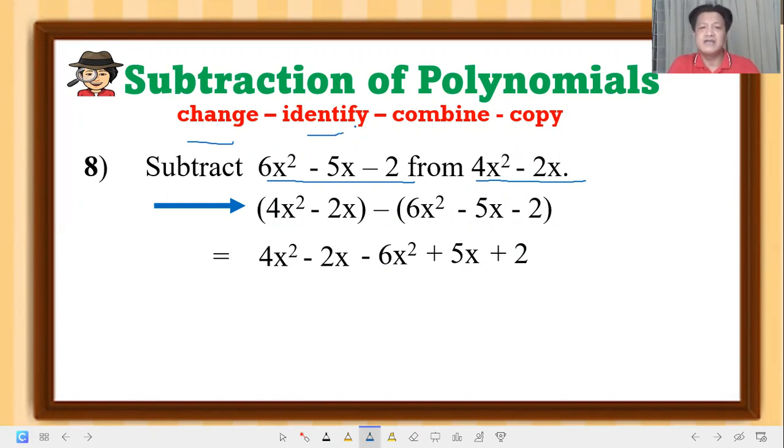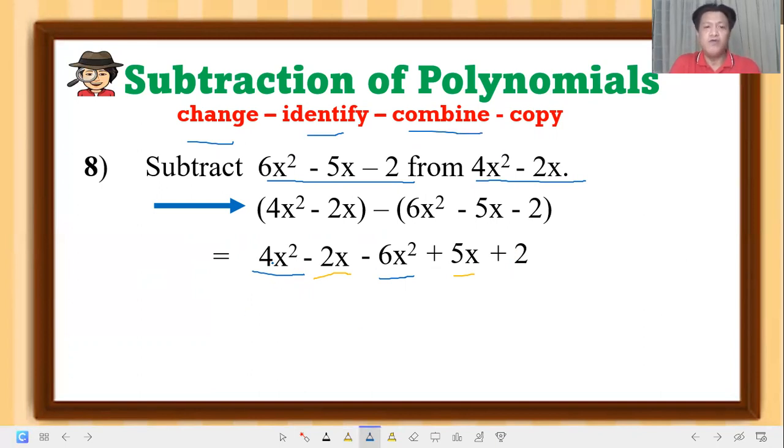Sino yung like terms natin? We have 4x squared tsaka -6x squared. And also, yung first degree natin, we have -2x tsaka 5x. Since wala naman tayong ibang constant term, so walang like term si 2. Okay, then we can now combine. Di ba? Pag sinabing combine natin, add the numerical value.